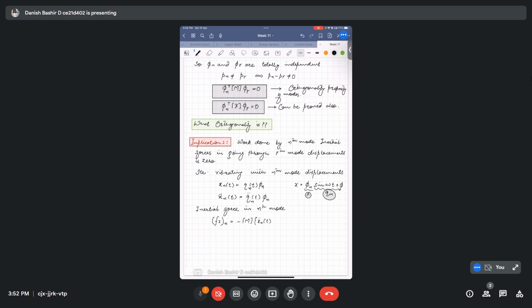Okay. So if we substitute equation 12 here, xn of t, we will get our inertial force in the nth mode. The inertial force in the nth mode will then be equal to minus m, the mass matrix, times phi n qn double dot of t. Let me denote it as the 13th equation.